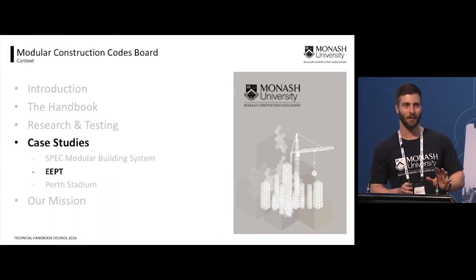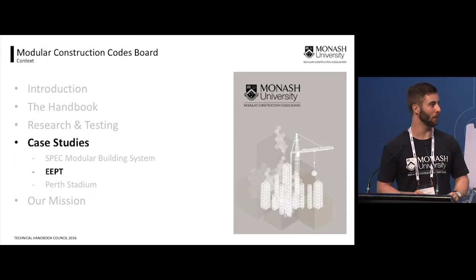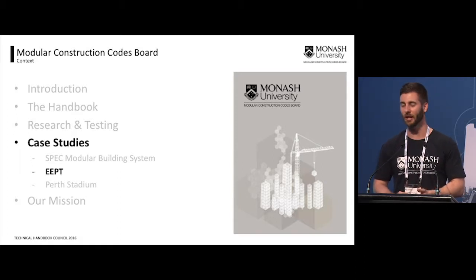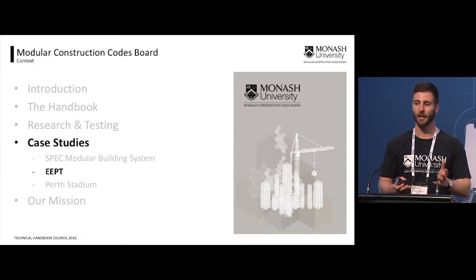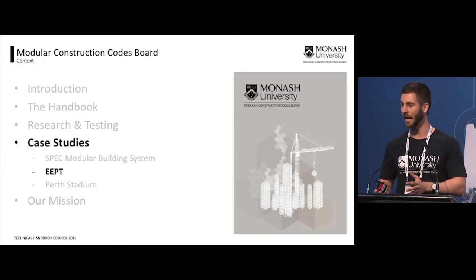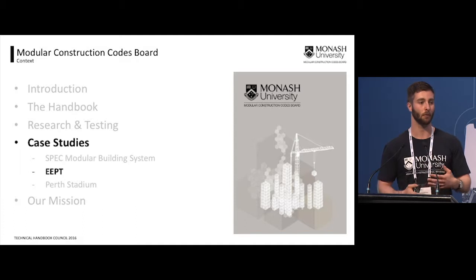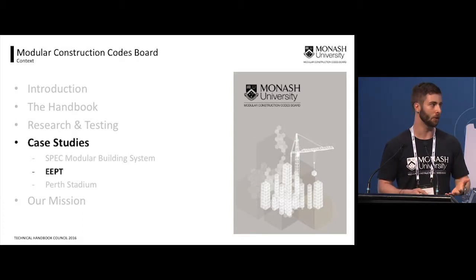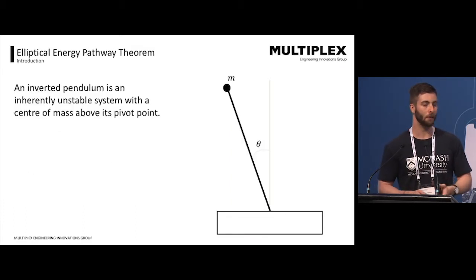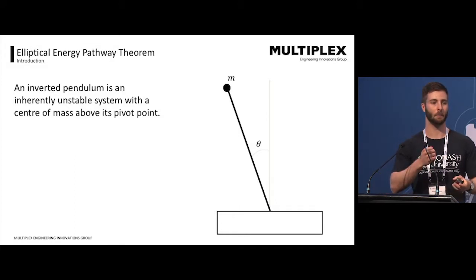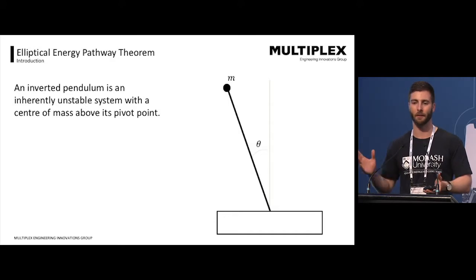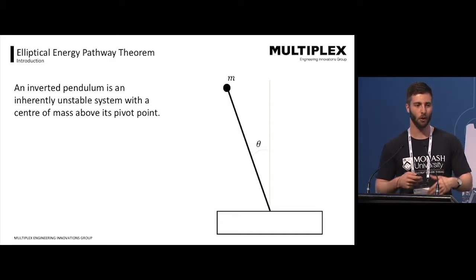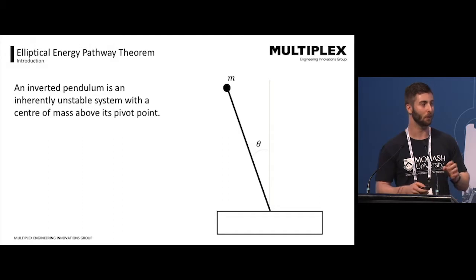We'll give a bit of a physics lesson for this one. James's concept for the elliptical energy pathway theorem, which we call EEPT. Basically, this has to do with how energy flows through a building, how we can better harness that and better direct it in ways that are more efficient. If we think of a building as a mass on the end of a pendulum, able to move freely, this is a very simple model of a building, and we'll slowly develop this into a bit more detail.